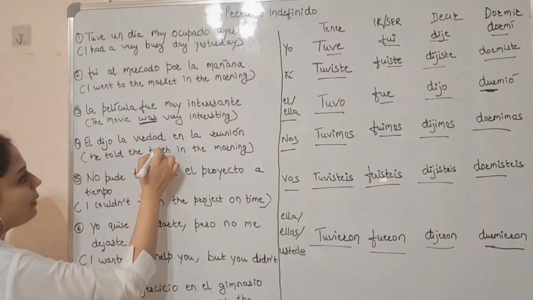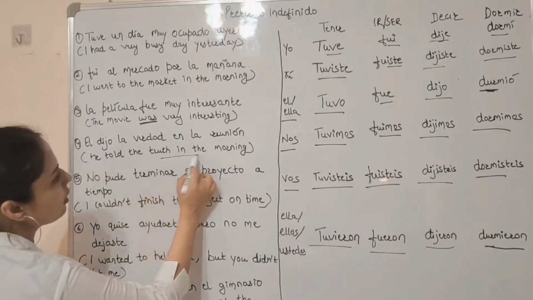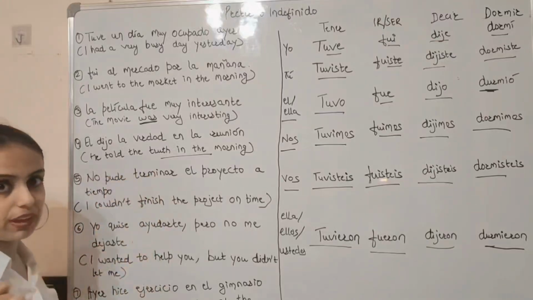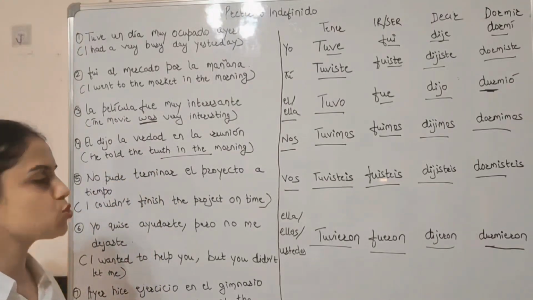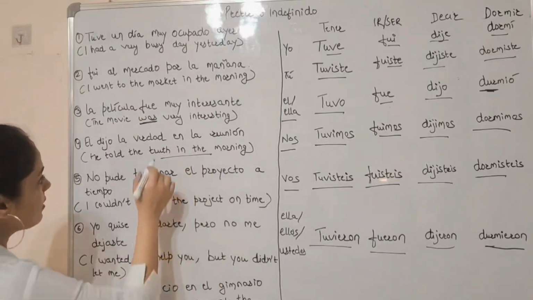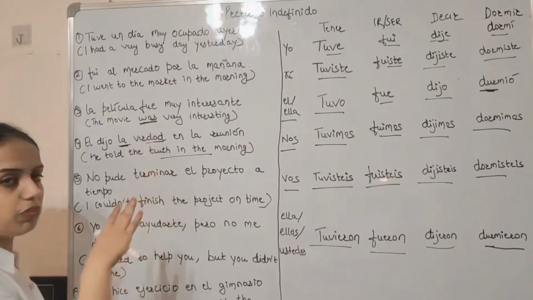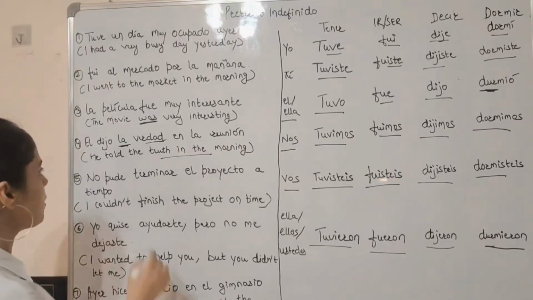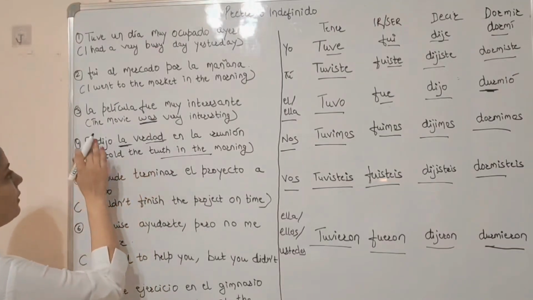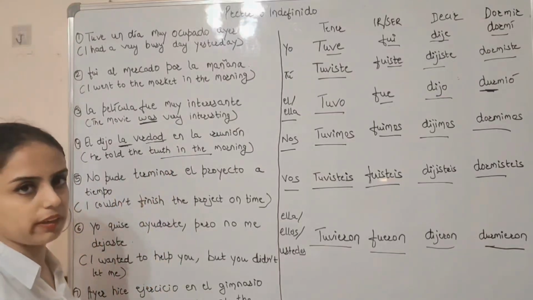Next, él dijo la verdad en la reunión. He told the truth in the meeting. Él dijo, this means he said. Here it's la verdad, that's why la is used, because verdad, truth, is considered feminine. So, él dijo la verdad en la reunión.